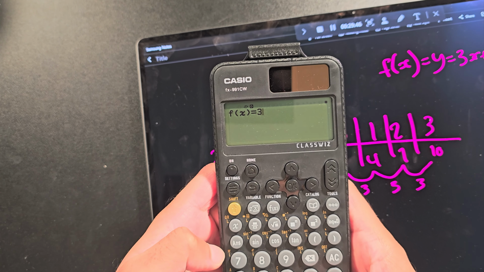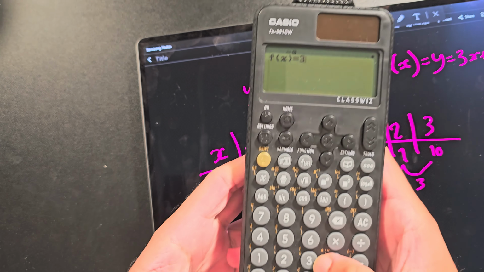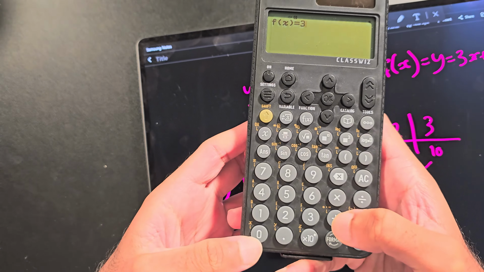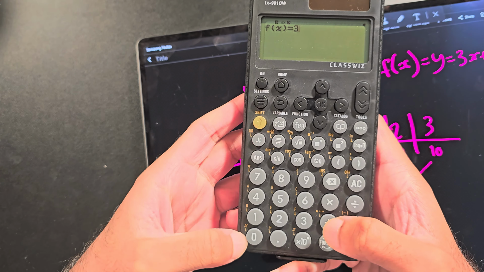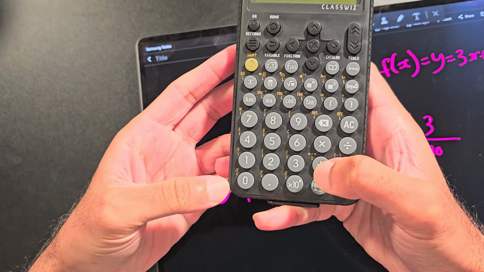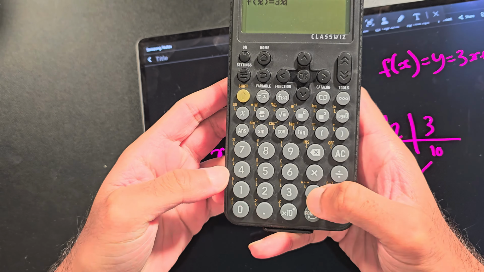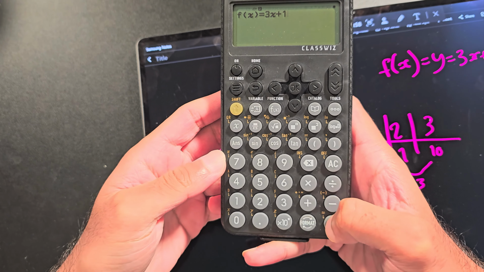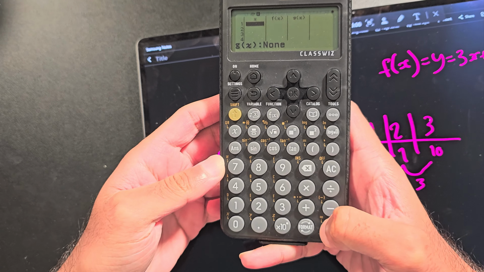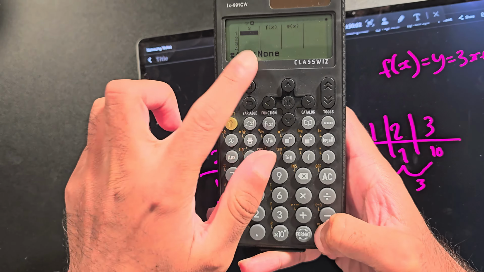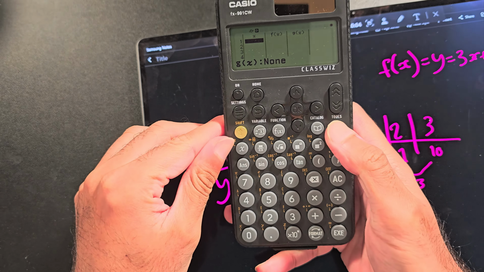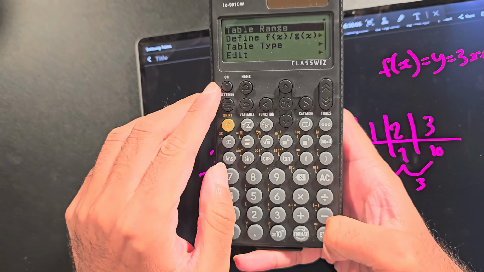So where do we see x on the calculator? Well, it's here, the letter. If you click on shift and then you look at this here, we've got x. So 3x, and then we want plus 1. So we've defined our function. Then g of x is none, which is fine. And then if you go back to the tools, table range.